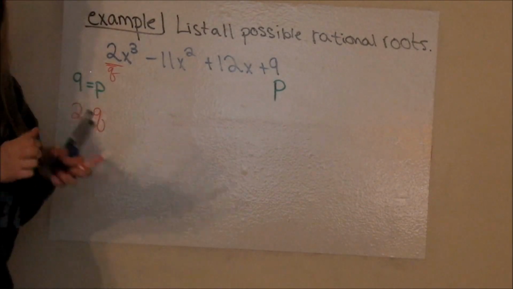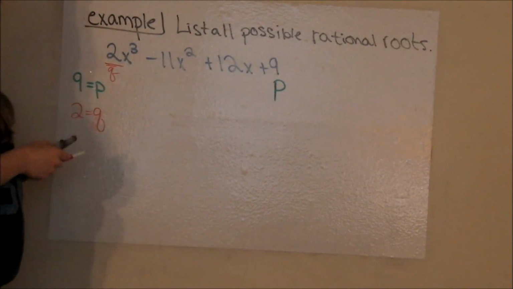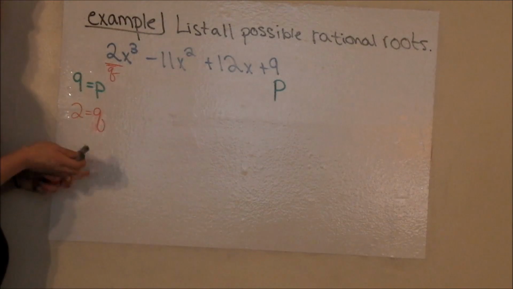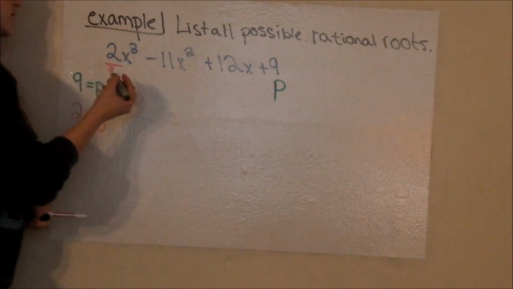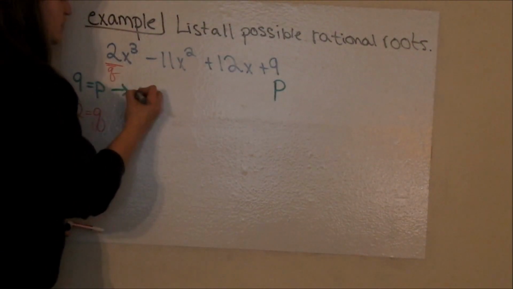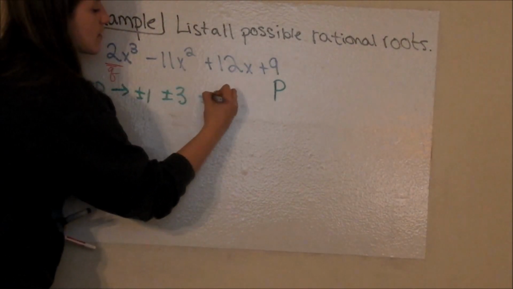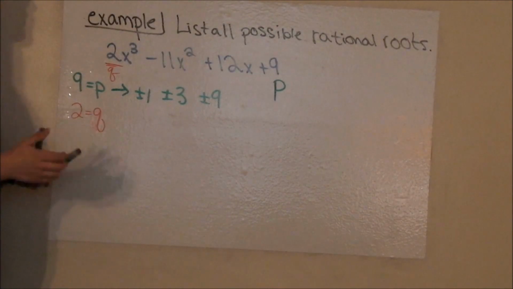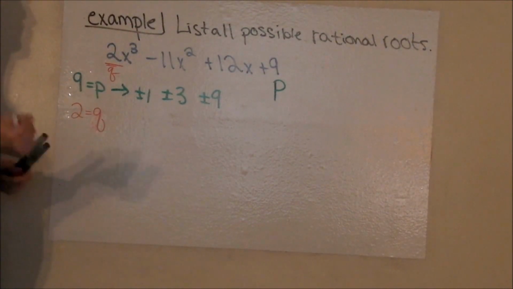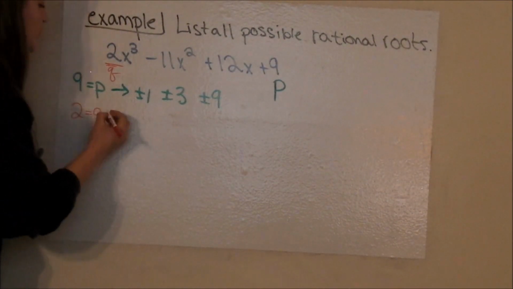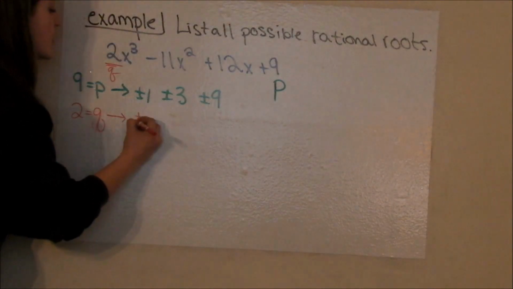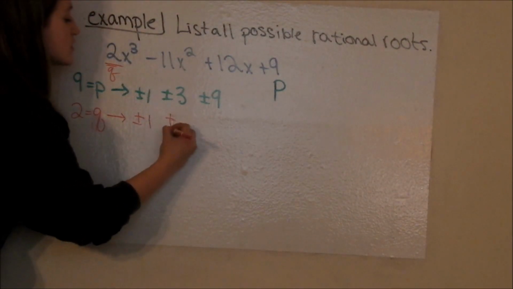Now, remember our factoring game? This will come in handy. So we're going to list all the factors of 9, including plus and minuses. So this is going to be plus or minus 1, plus or minus 3, and plus or minus 9. Then for q, 2 is prime, so there's only 2 factors for q. And that's going to be plus or minus 1 and plus or minus 2.